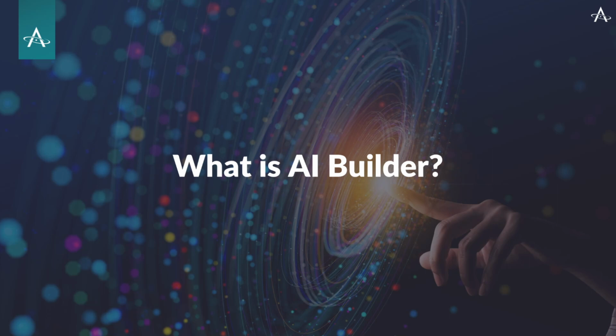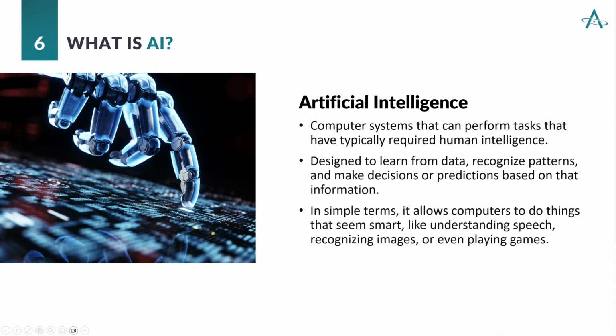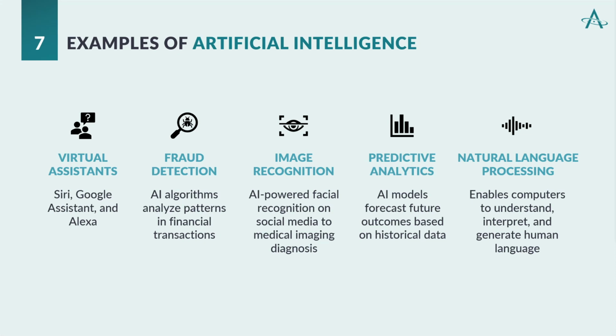So what is AI Builder? Well, first, I think it might be helpful to address the question, what is artificial intelligence? Artificial intelligence is a collection of computer systems that can perform tasks that have typically required human intervention. They're designed to learn from data and recognize patterns and make decisions or predictions based on the information that we give them, what we call training. In simple terms, artificial intelligence allows computers to do things that seem smart, like understanding speech, recognizing images, or even playing games.